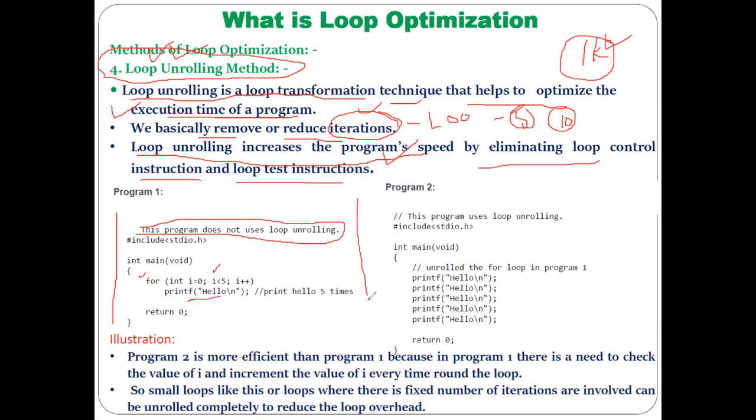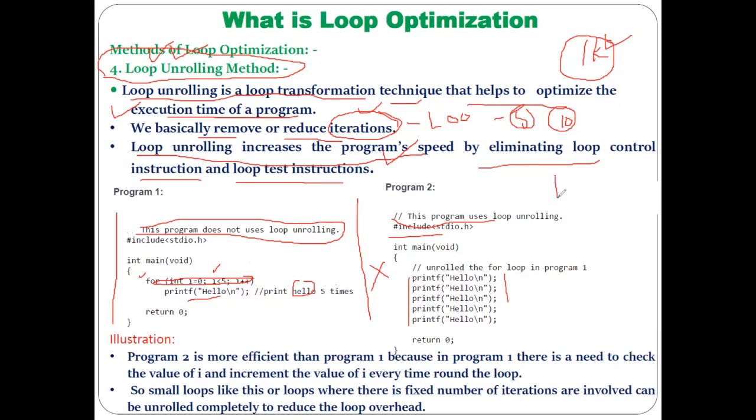Now, how can we avoid, reduce or remove this loop? This is the program which uses loop unrolling. We have removed the loop completely here, because how many times do you want hello to be printed? 5 times. So you just write the hello print statement 5 times. Understood? Now what will happen here? The looping is removed, and the 5 iterations are reduced.